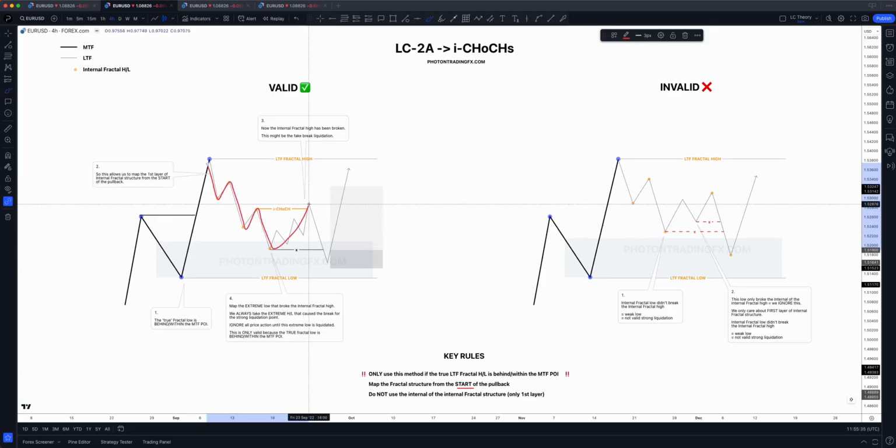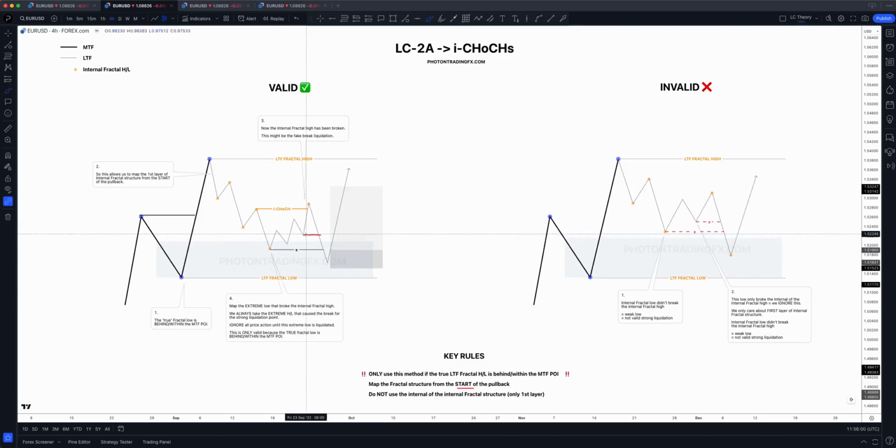Now, this is the third bit that a lot of people are getting wrong. Once we get that internal structure and we get that fake break, right? This potential fake break, where do we put our strong liquidation point? It is not here, okay? Because this is the internal fractal low at this point, right? Because that's the nearest low that took out the high, okay? But that is not what we care about for the actual strong liquidation point.